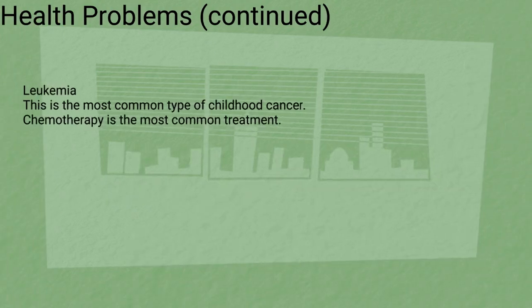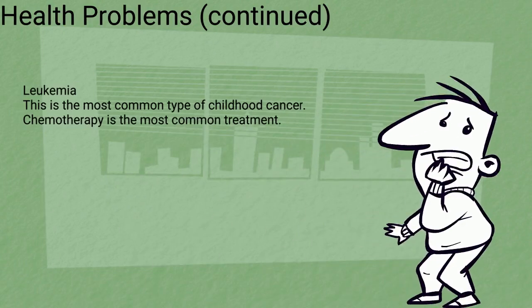Leukemia. This is the most common type of childhood cancer. Chemotherapy is the most common treatment.